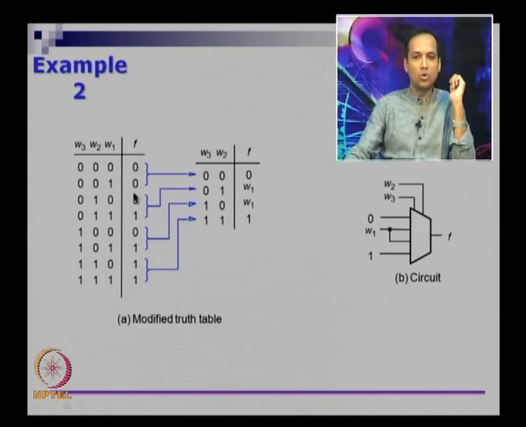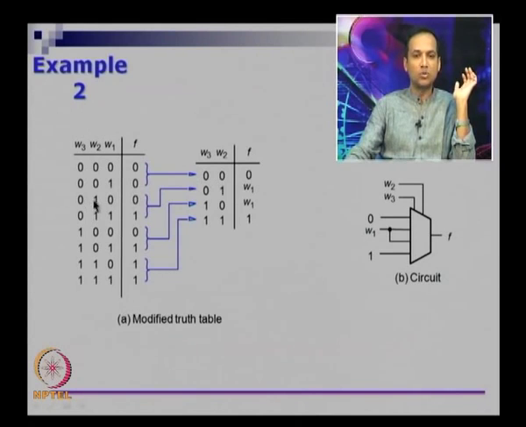So I am going to take 2 rows at a time. Let us take these 2 rows. In these 2 rows W3 and W2 are 0, so that is what we have here. If you look at f, f is 0 independent of W1. When W1 is 0, f is 0, when W1 is 1, f is still 0. So no matter what W1 is, f is 0, I will write that here. This is independent of W1 when the input is 0 0.